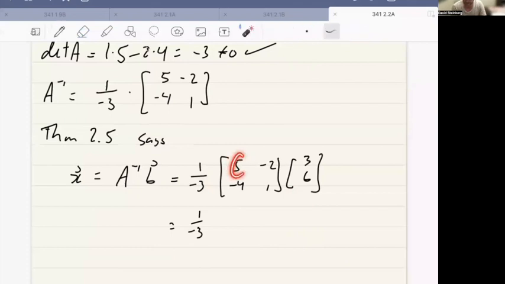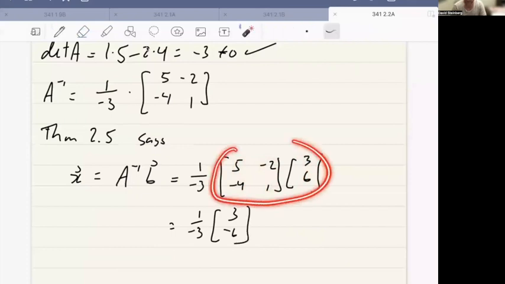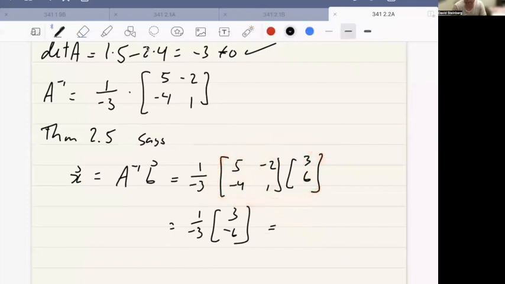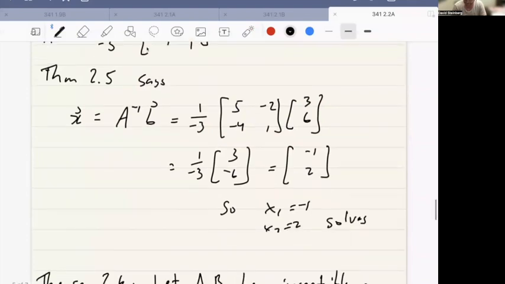So 5 times 3 is 15. 15 minus 12 is 3. -4 times 3 is -12, plus 6 is -6. So that's giving us this product. Oh yeah, now this scalar multiplication is easy. This becomes -1 over 3 times 3 is -1. -1 over 3 times -6 is 2. So there's our solution. So x1 is equal to -1, x2 is equal to 2, solves our linear system.